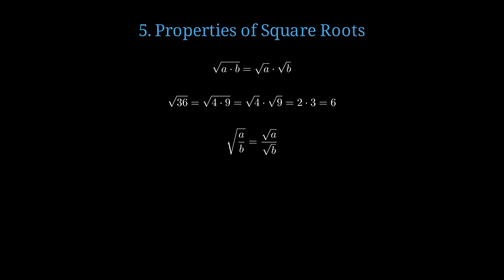Similarly, the square root of a fraction equals the square root of the numerator divided by the square root of the denominator. For instance, the square root of 16 over 4 equals 4 over 2, which simplifies to 2. Square roots appear in many practical situations.